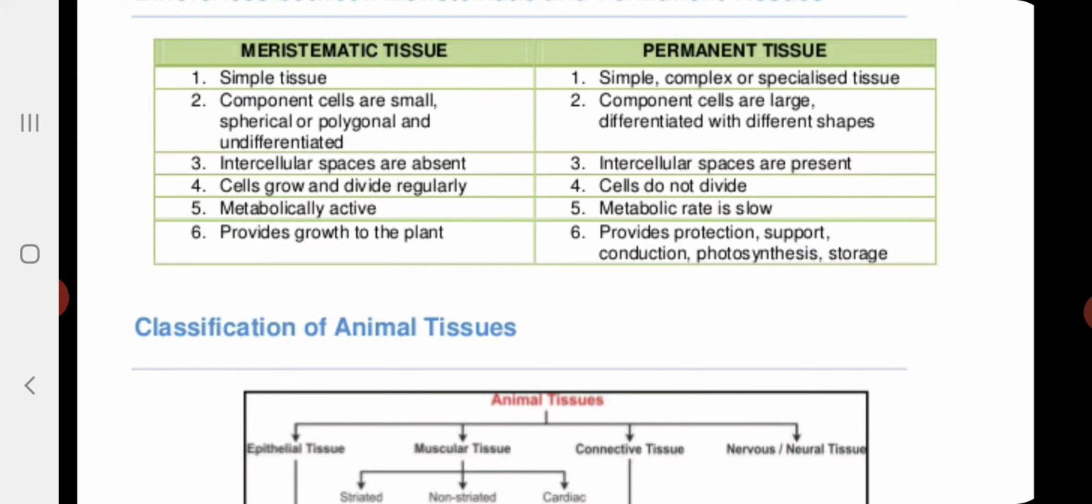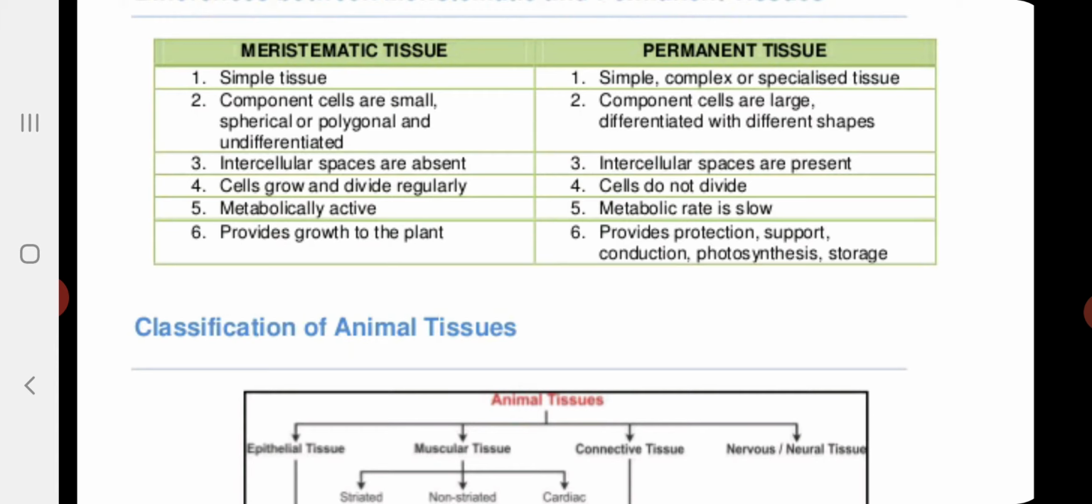Compared to that, permanent tissues are simple, complex or specialized tissues. Component cells are large and differentiated, with different shapes. Intercellular spaces are present and cells do not divide. Metabolic rate is slow, and they provide protection, support, conduction, photosynthesis, storage, etc.